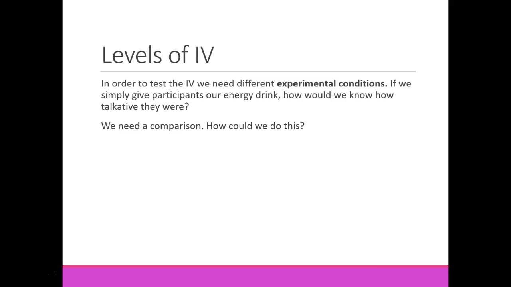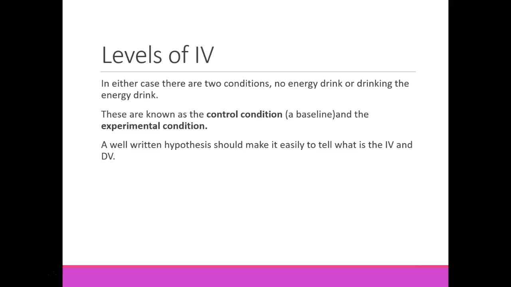So, levels of IV. What this basically means is that we're going to have more than one condition. We need something to compare our experimental group against. So for example, we would have two conditions: one where they had the energy drink, which is our experimental condition, and one where they had no energy drink, and this would be our control condition.